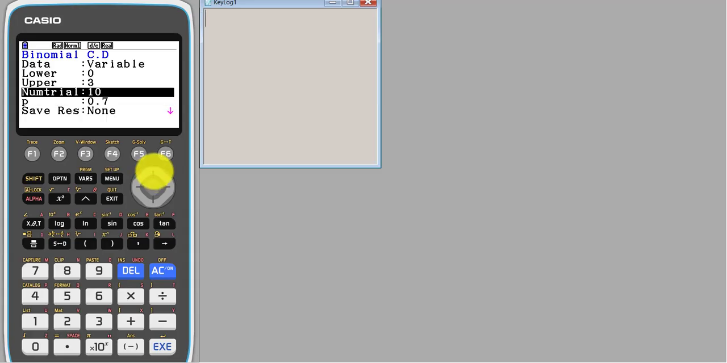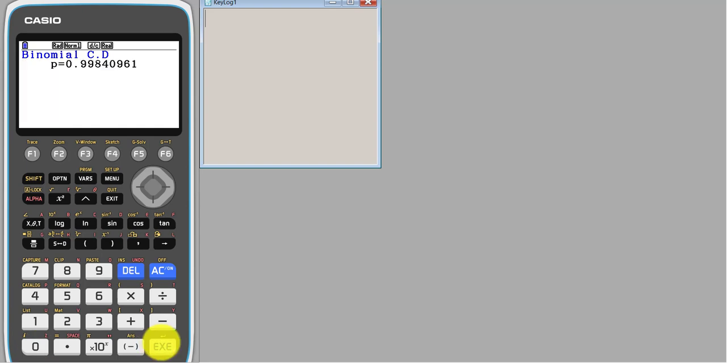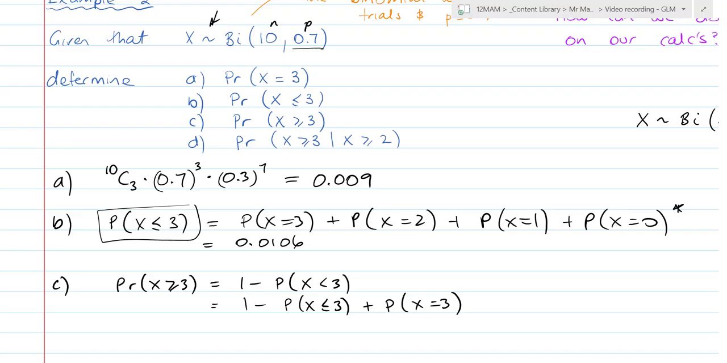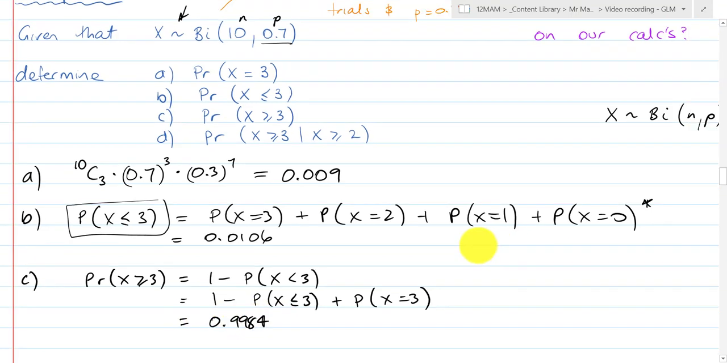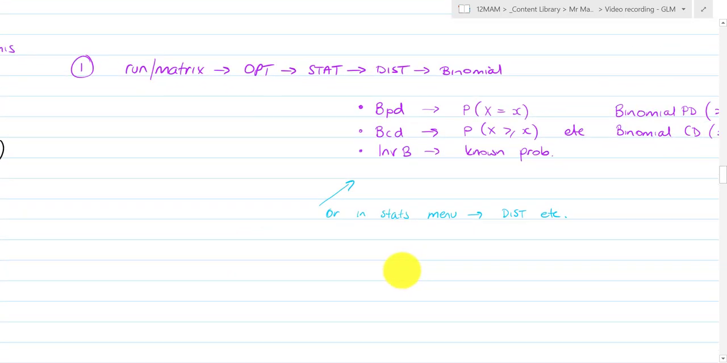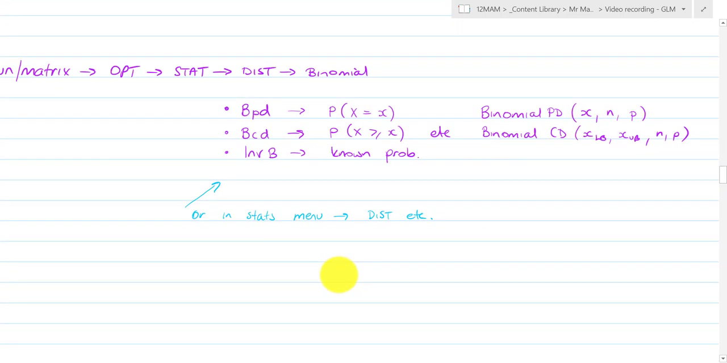So I'm going to go through here and do my lower is 3 and my upper is 10 and do that calculation, and 0.9984 is the answer. So this is 0.9984. I've got some of this information over here on how to do these calculations, so you can have a play around with that as well. Pause the video here if you want to write any of this down.